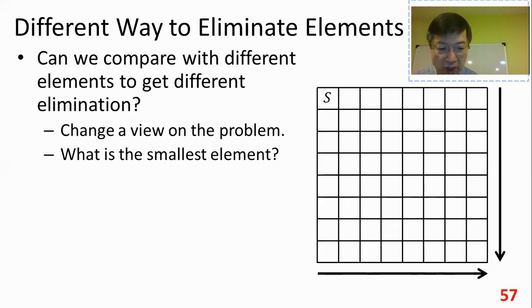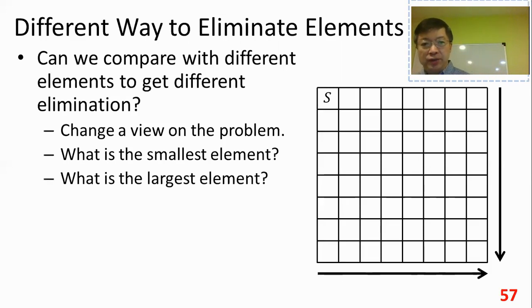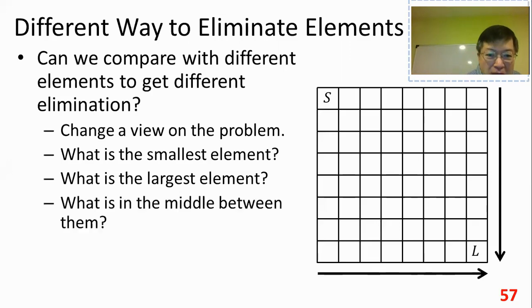Similarly, what is the largest element? The lower right corner, right? So the element at the lower right corner. Now you can see that all the other elements have values between these two elements. So next, what is in the middle between them? Why do we want to ask this question? Because we want to borrow the idea from binary search. So what's in the middle?